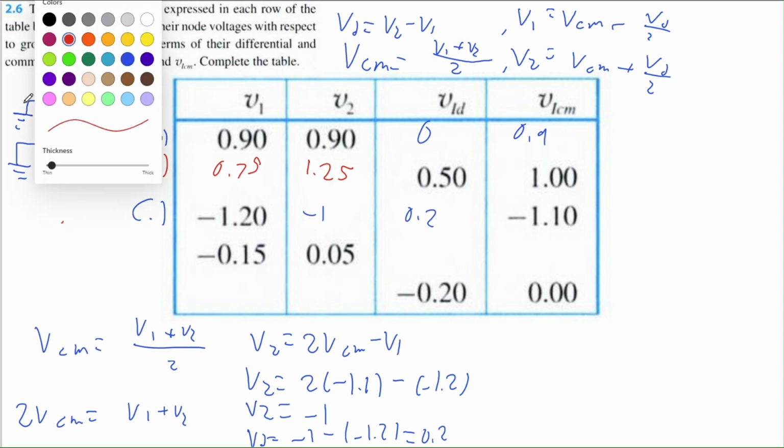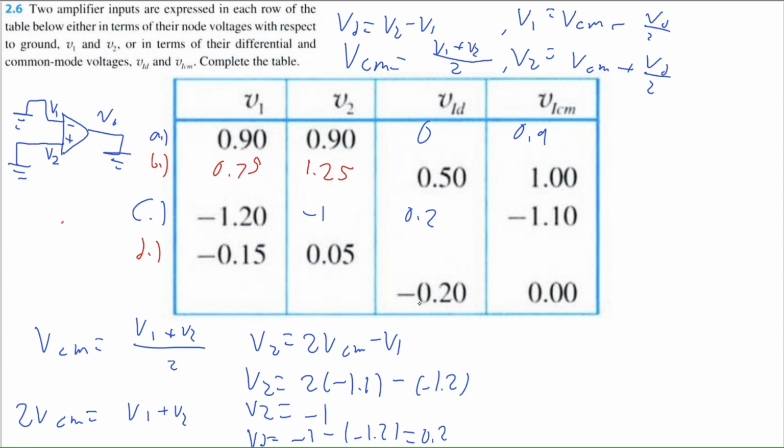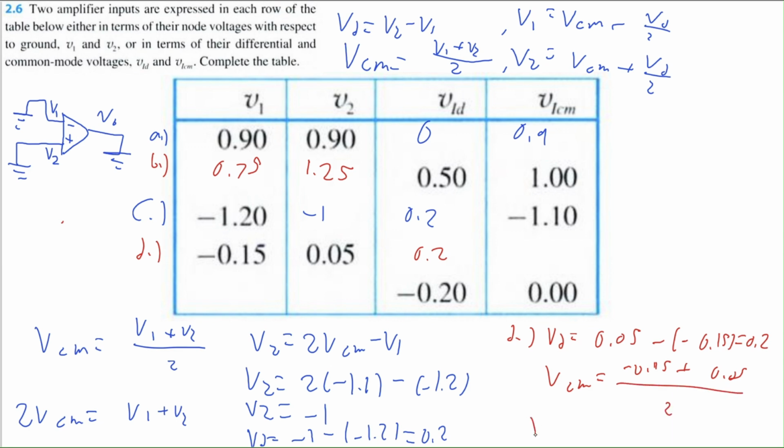Okay, let's solve for row 4, call this D. This one's just like row A. We can solve for VD directly. It's V2, 0.05, minus V1, negative 0.15. That's equal to 0.2. And then VCM is equal to V1, negative 0.15, plus V2, 0.05, divided by 2. So that would be negative 0.05.